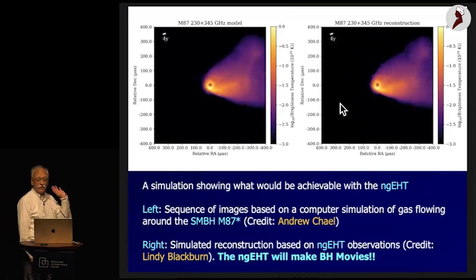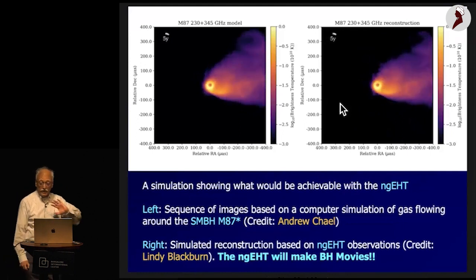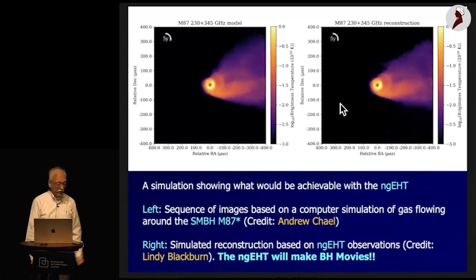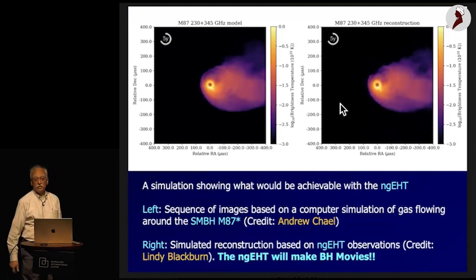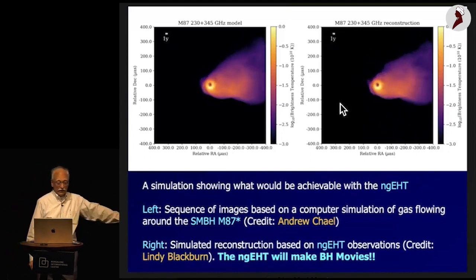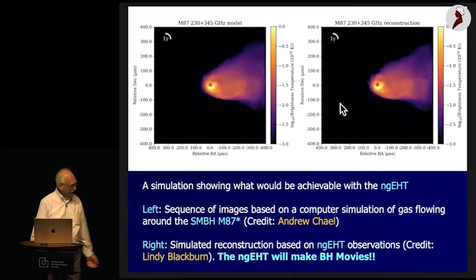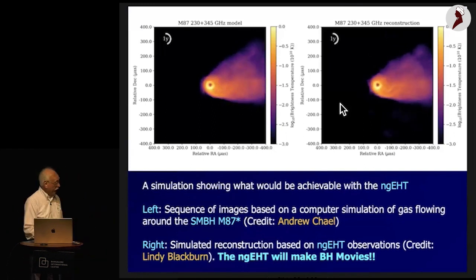So now the claim is, if NGEHT is approved and operates, we will get actually black hole movies. We are done with photographing the black hole. That's easy, that's done. Okay, now we want to make movies of a black hole.